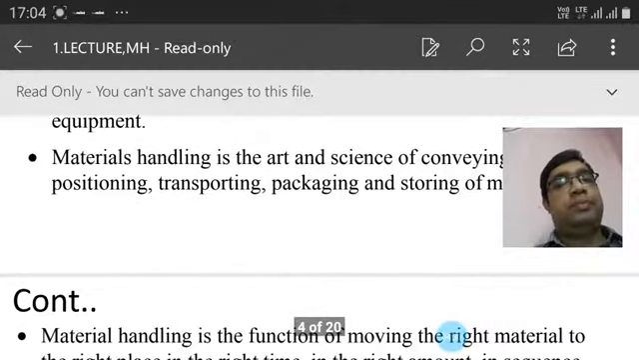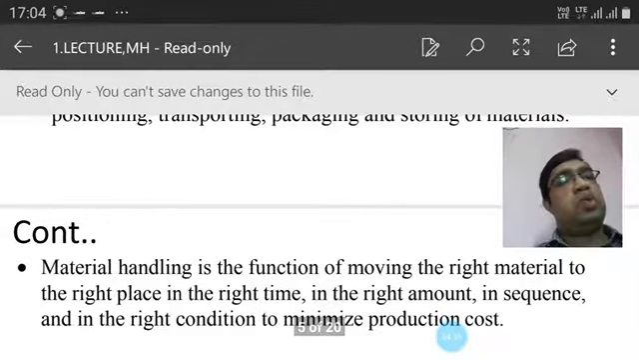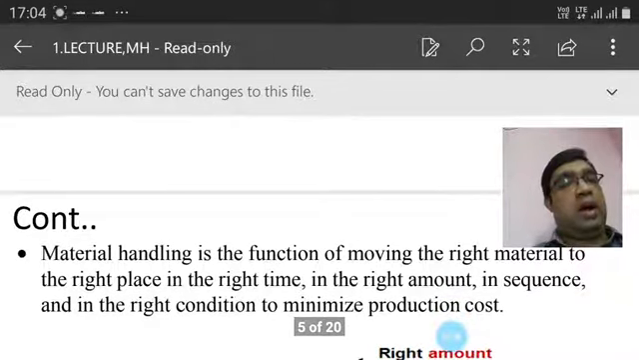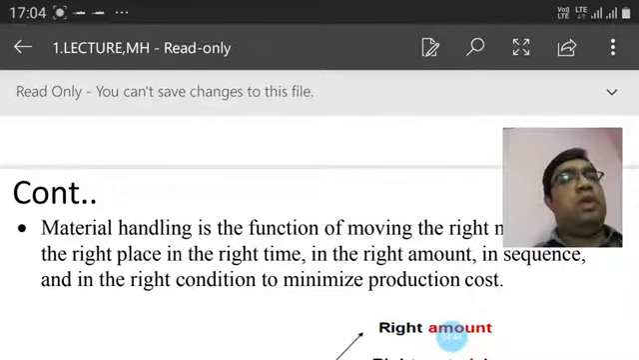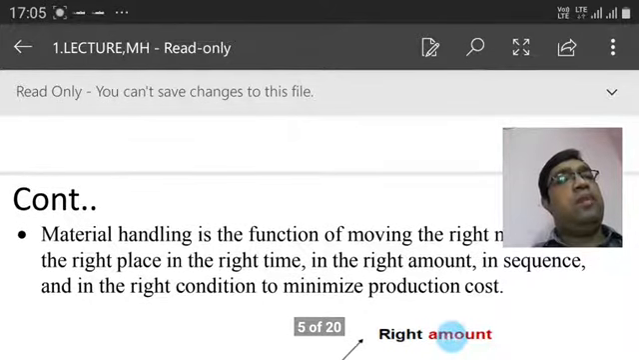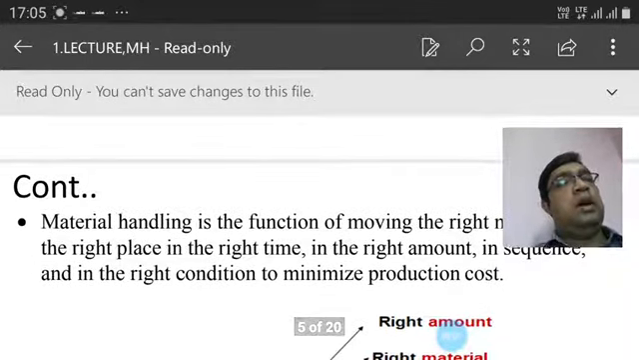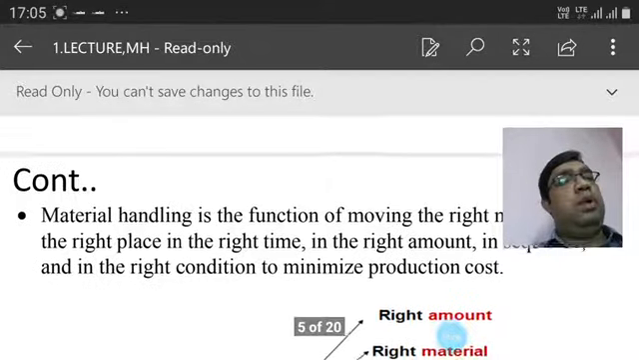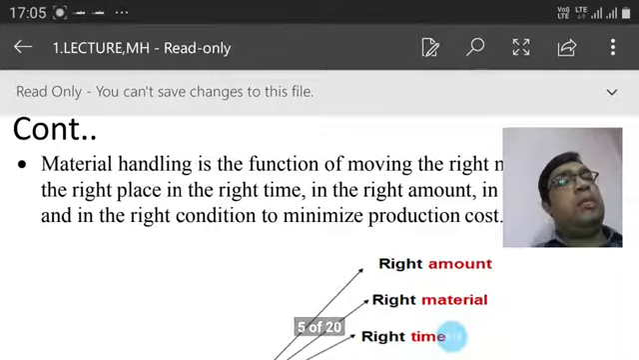Basically, materials handling is the function of moving the right materials to the right place at the right time, in the right amount, in sequence and in the right condition, to minimize production cost. This is essential at every time and in every place. It is like cooking in every home, where all the materials are kept close to the kitchen, and this gives good food.